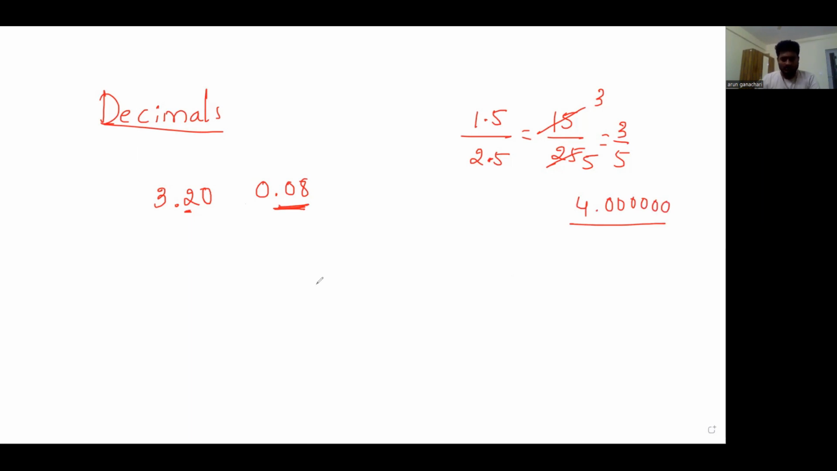Getting this? Yes, sir. I'll take out the decimal entirely. So if I take out the decimal, what is the number now? This number became 320 and this number became 8. Understanding the logic? Now we have the numbers. When we have the numbers, we are comfortable with finding the HCF and LCM of them. So what is the HCF and LCM of 320 and 8?